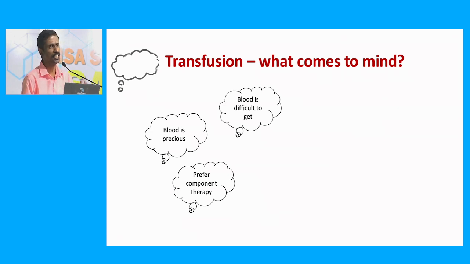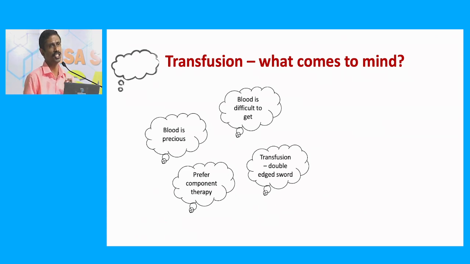But the fashion seems to be changing every decade. One decade we tend to be more favorable towards component therapy. Next decade we think that if we are to give all the components, why give them separately? Why not give it as fresh whole blood? So the thought process keeps changing, but the rationale behind component therapy is let's give just what is required for the patient.